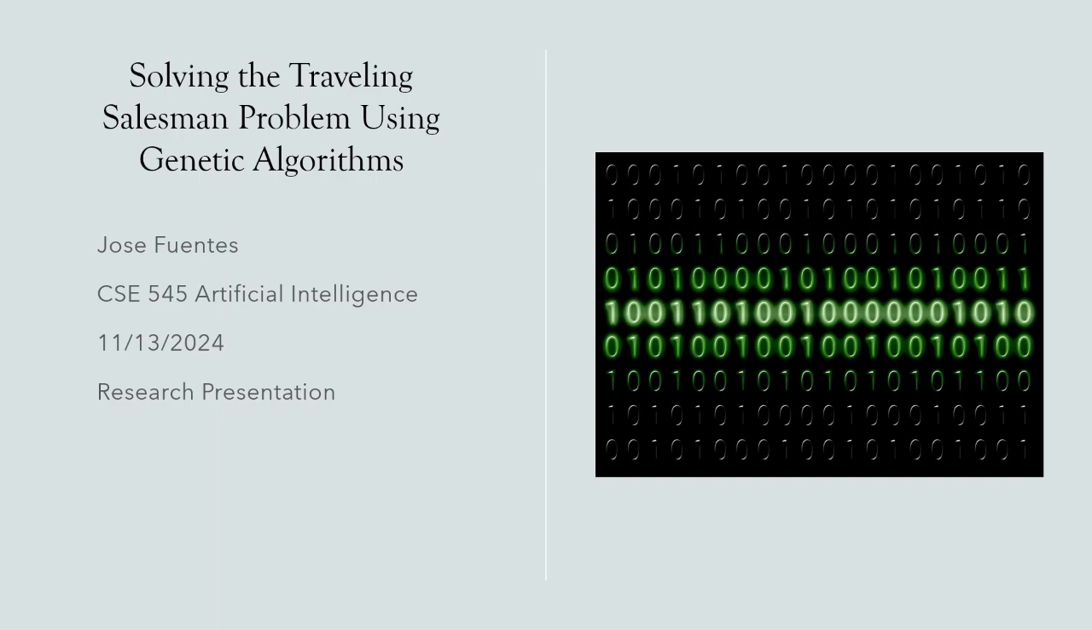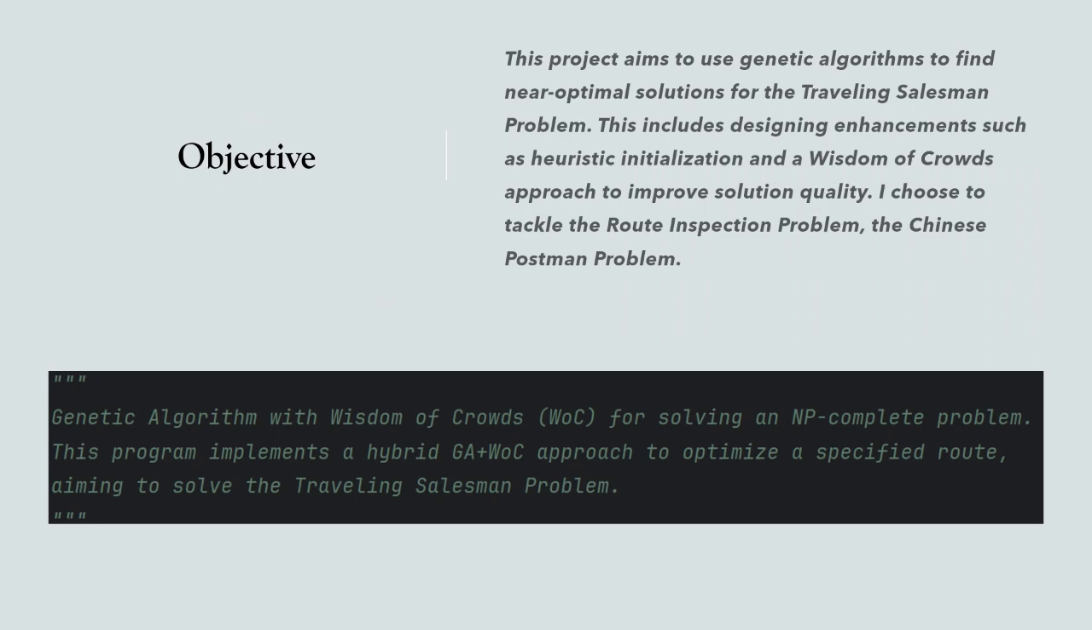This is my research presentation for my final project, solving the traveling salesman problem using GA, or genetic algorithms. The objective is this project aims to use genetic algorithms to find near optimal solutions for the traveling salesman problem. This includes designing enhancements such as heuristic initialization and wisdom of crowds approach to improve solution quality.